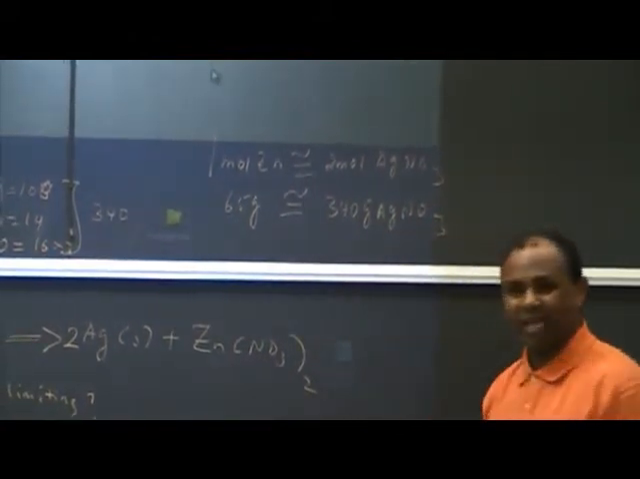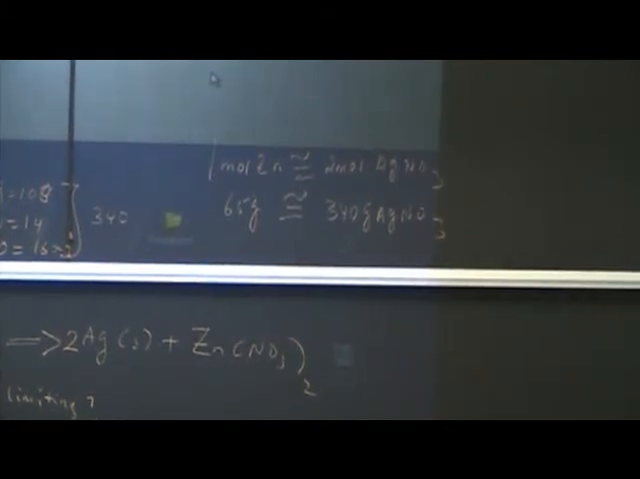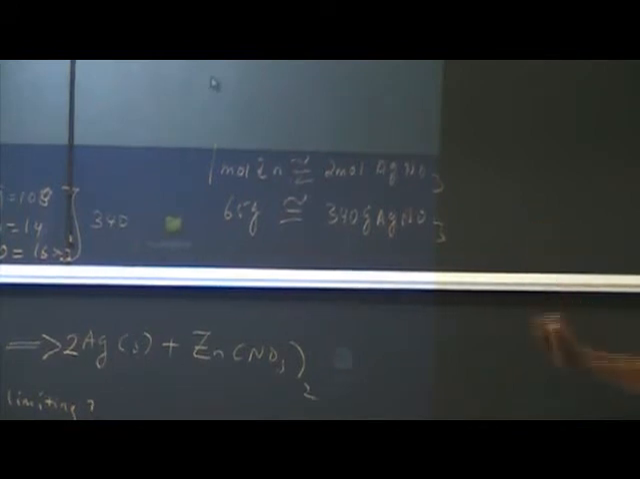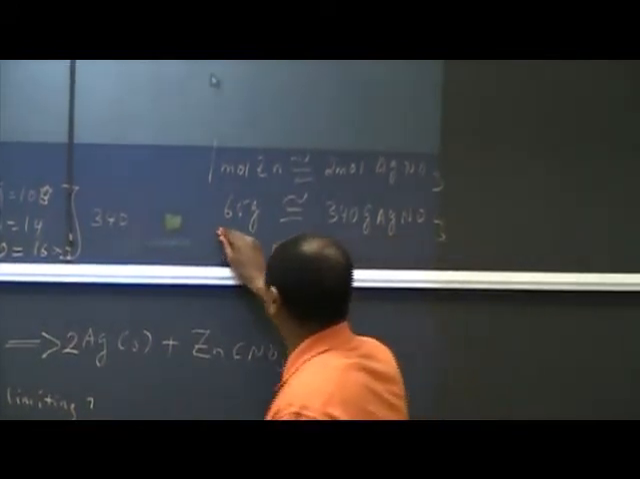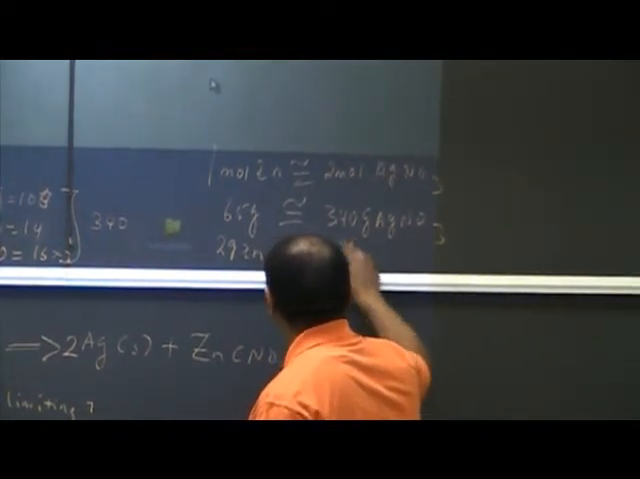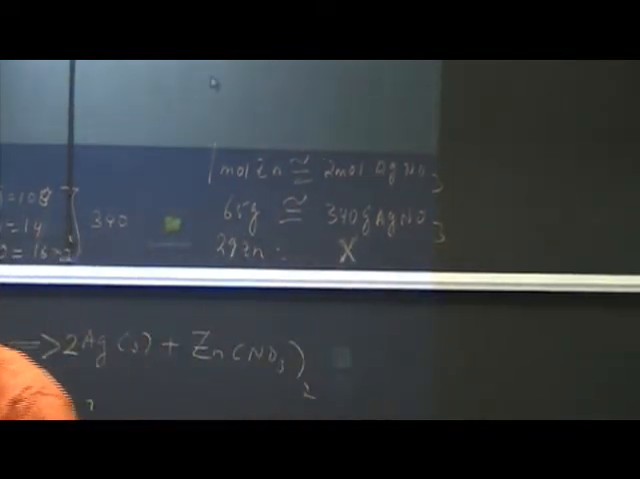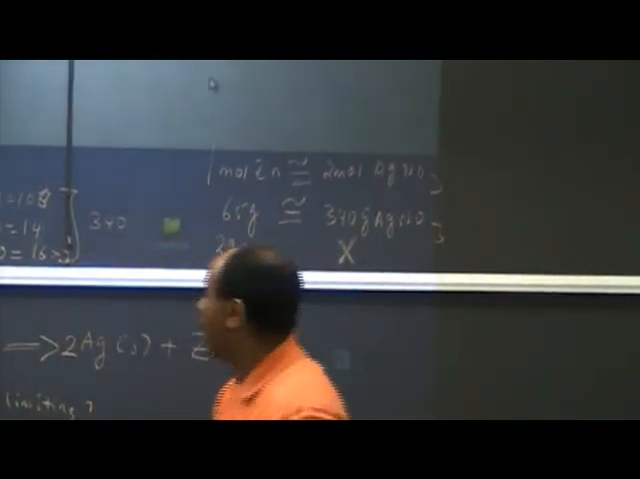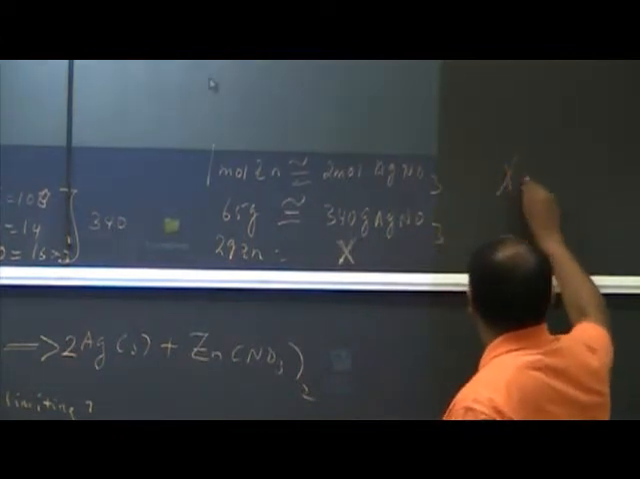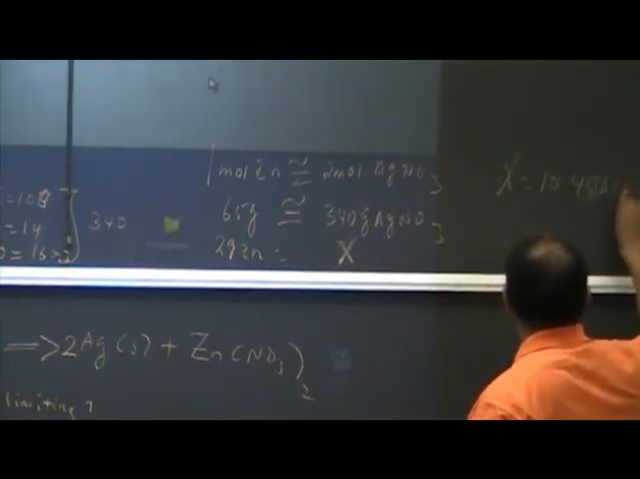If that is the case, every 65 grams of zinc needs 340 grams of silver nitrate, according to what we have here. Then, if I have 2 grams of zinc, how many grams of silver nitrate do I need? I do crisscross, and then X gives me 10.46 grams of silver nitrate. Now, I have to start to think.